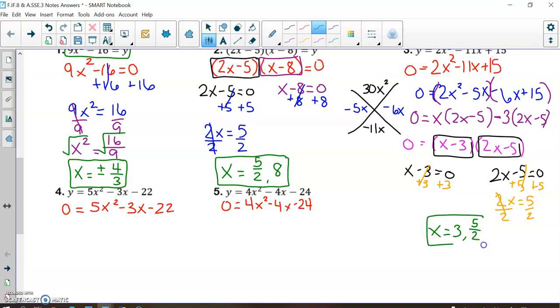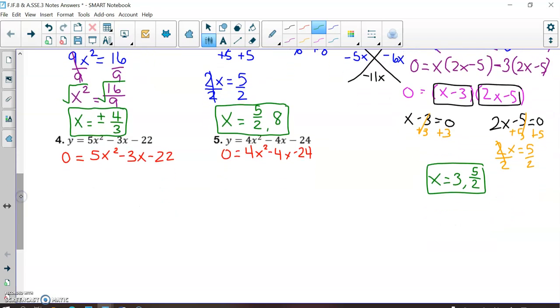If I were to graph this parabola on the graph, I would get this parabola crossing my x-axis at 3 and 5/2. Looking at number 4, I'm going to show you the quadratic formula for this one.